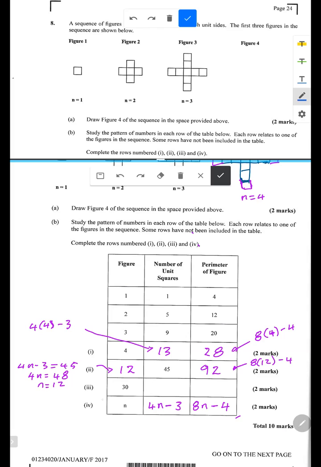And then down here is simply where n equals 30. So the formula right here becomes 4 times 30 minus 3. That's 120 minus 3, which is 117. And over here, it is simply 8 times 30 minus 4. 8 times 30 is 240, minus 4 is 236. Okay, so I get all those values.